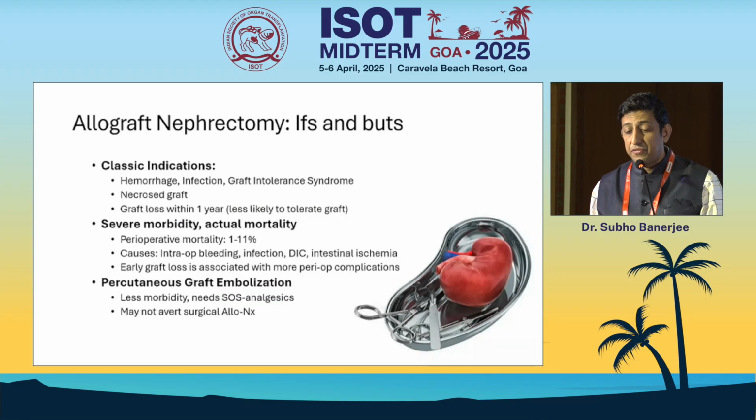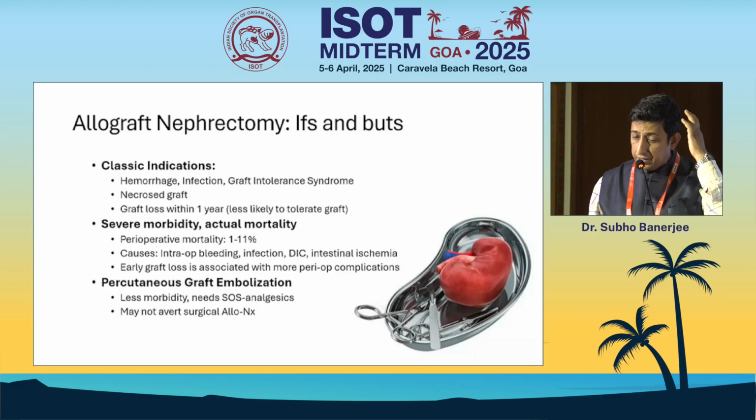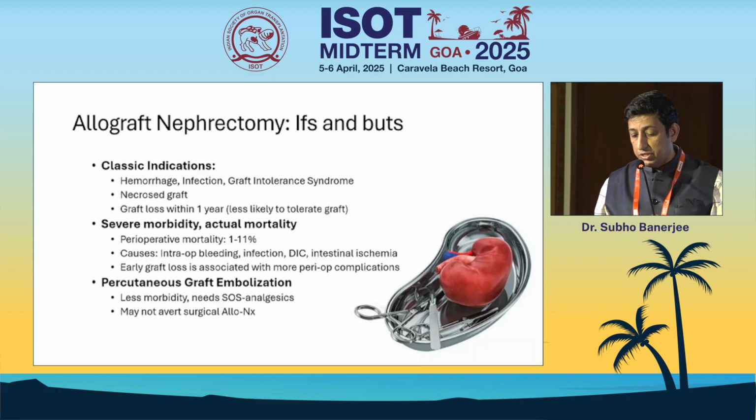The last part is the allograft nephrectomy. It's a risky surgery. I've never seen a surgeon be more afraid of anything else than a graft nephrectomy, like Jamal sir was actually saying. These are actually problematic surgeries with hemorrhage, infections. What are the classic indications? Indications are hemorrhage, infection, graft intolerance syndrome, necrosed graft, very early graft loss within 1 year, and the operative mortality is around 1 to 11% based upon the indication for which it's being done. There is a lot of intraoperative bleeding, intestinal injury, patient can go into DIC. There is an option of percutaneous graft embolization using the interventional radiology team.